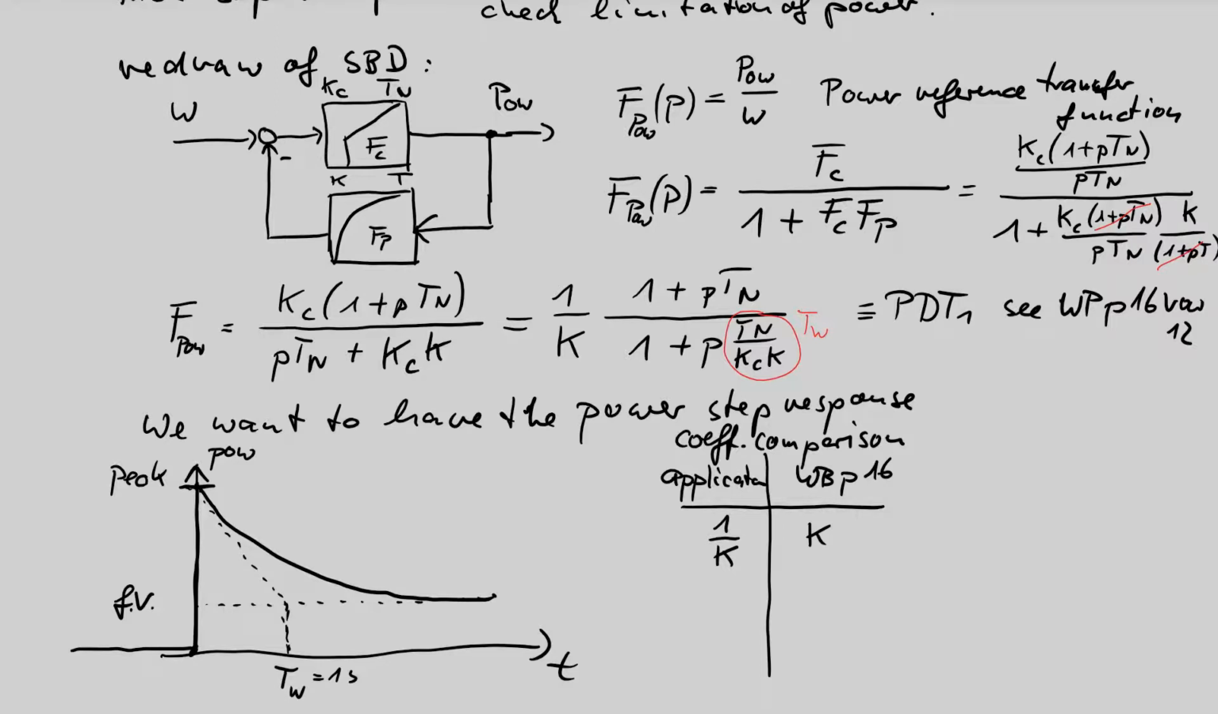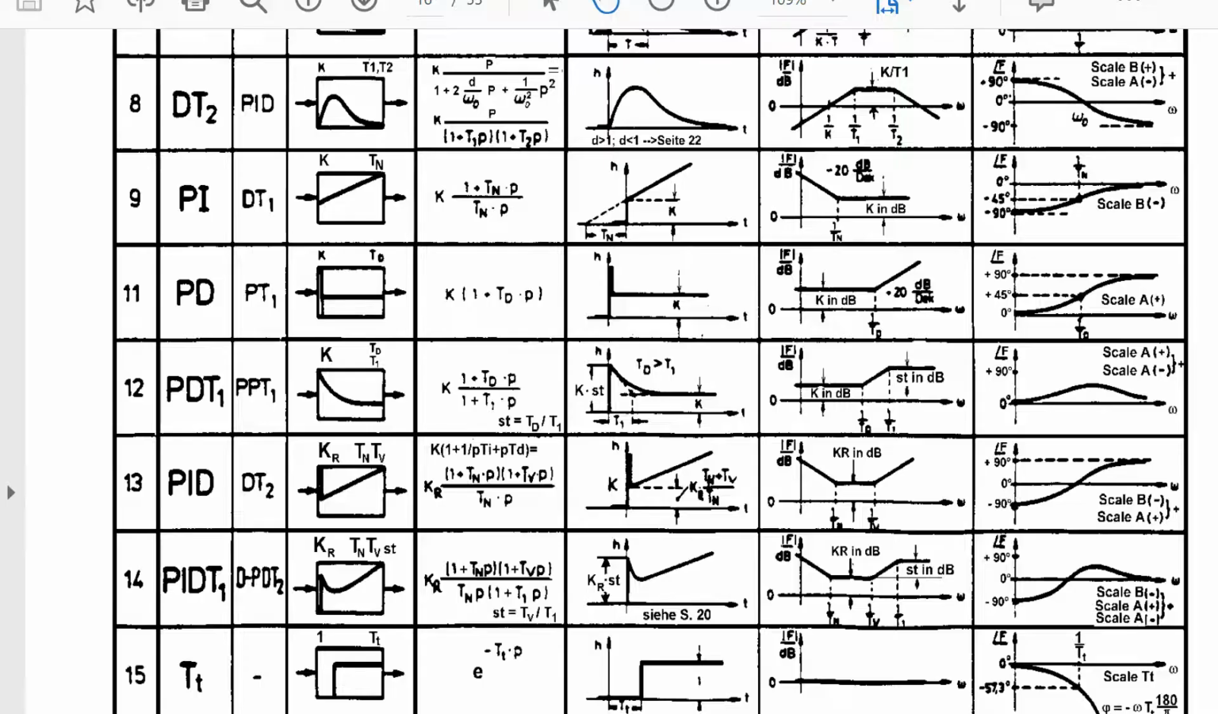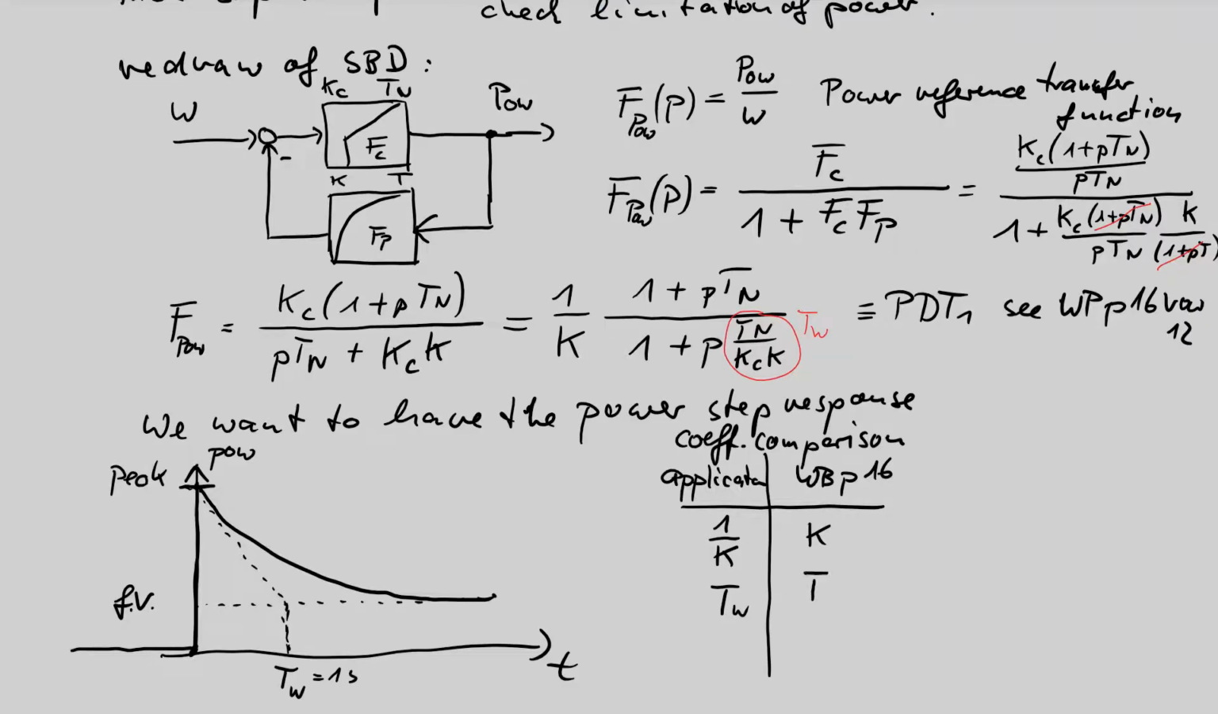Next is the application denominator time constant, which is TW. The parameter in the workbook page 16 is called here T1. We have used this already. T1.